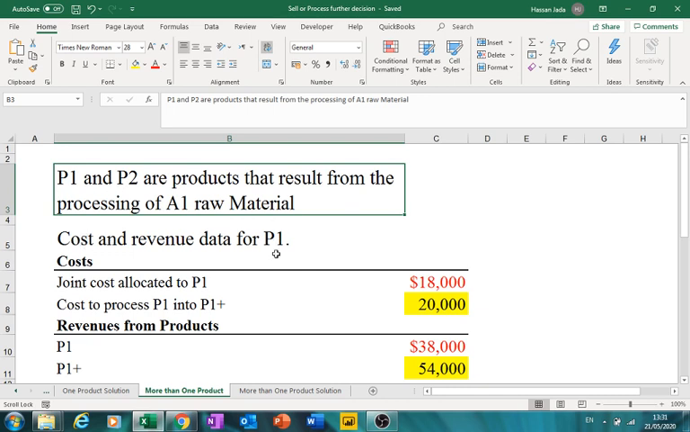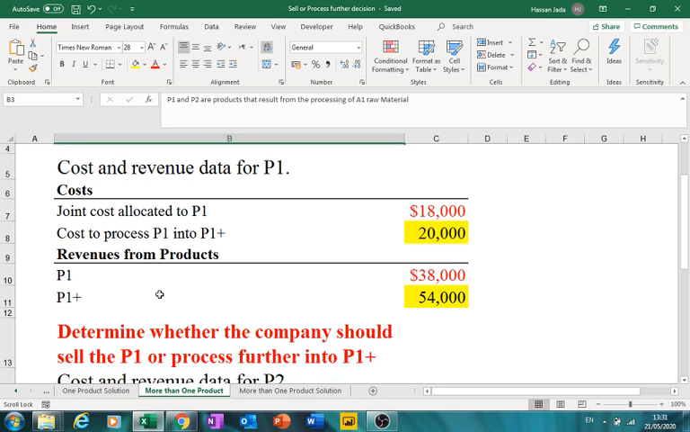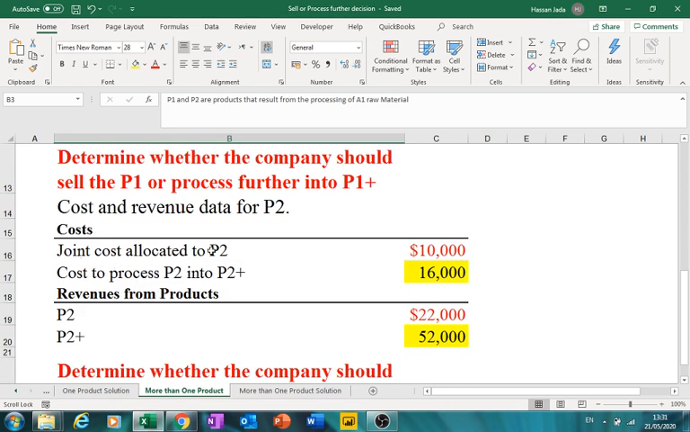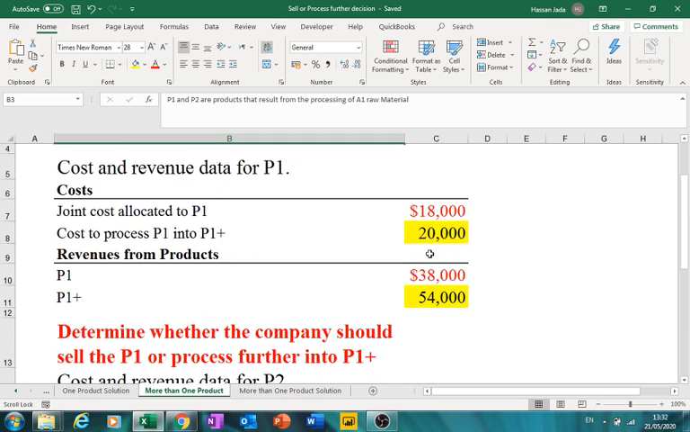Cost and revenue for product P1. Joint cost allocated. We assume that we allocate the joint cost of production of A1, and the allocated cost to P1 is $18,000. And we have here the allocated cost to P2 is $10,000. Then we assume that the total joint cost is $10,000 plus $18,000 equals $28,000.